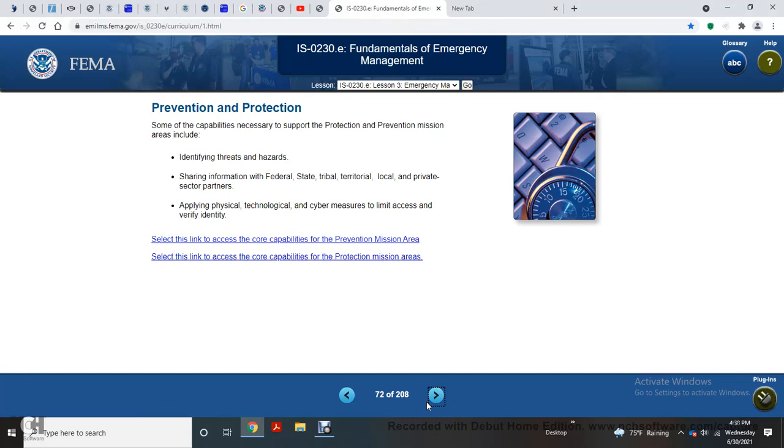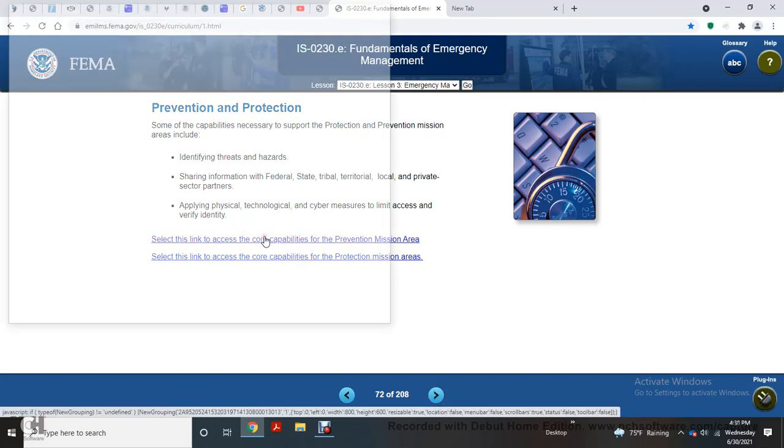Prevention and protection. Capabilities necessary to support the prevention and protection mission areas include identifying threats and hazards, sharing information with federal, state, tribal, territorial, local, and private sector partners, and physical, technological, and cyber measures to limit access and verify identities. Prevention mission area core capabilities. Protection mission area core capabilities.